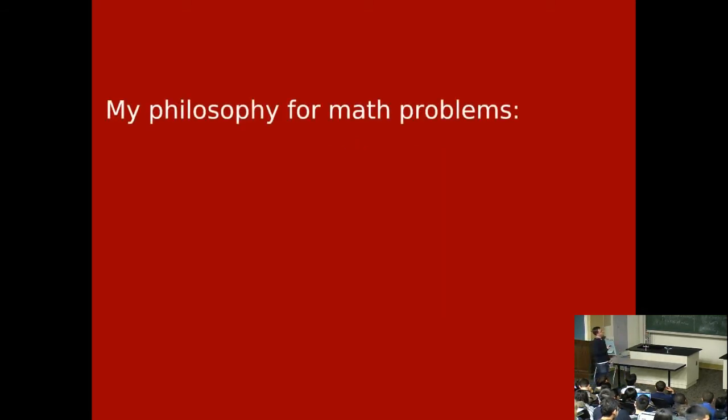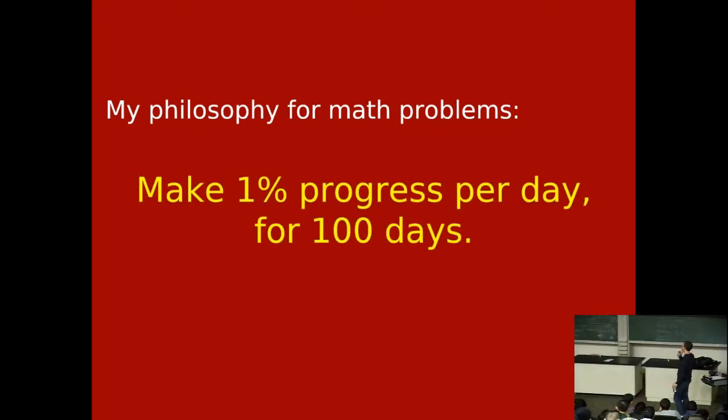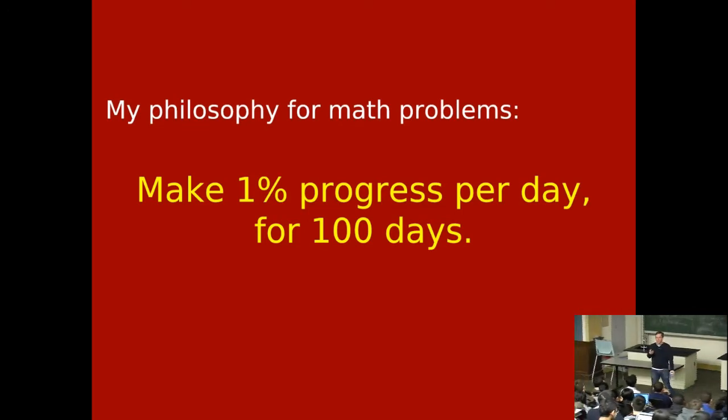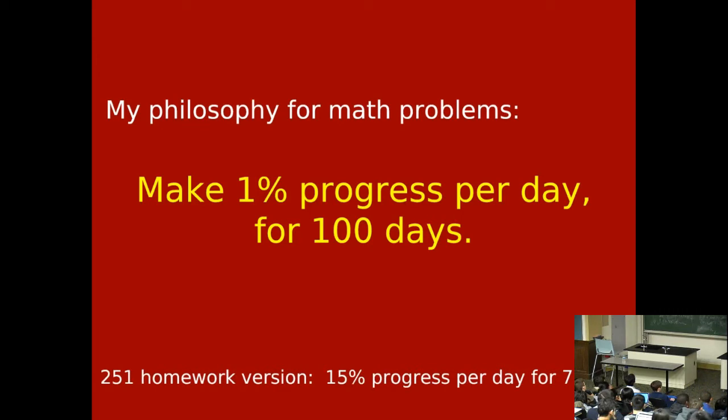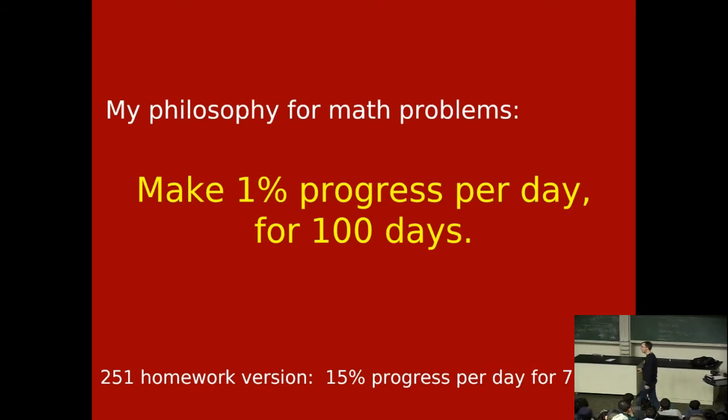When I'm faced with a math problem, I have a personal philosophy. When I do computer science research and math research on problems that are hard for me, this is my personal philosophy: make 1% progress per day for 100 days. And then hopefully you'll solve the problem. I mean, as we were talking about yesterday, math is pretty hard, and it takes a lot of effort, and you've got to work at it. Now, you don't actually have 100 days for the homework, so your version is like make 15% progress a day for 7 days. But the same philosophy applies.